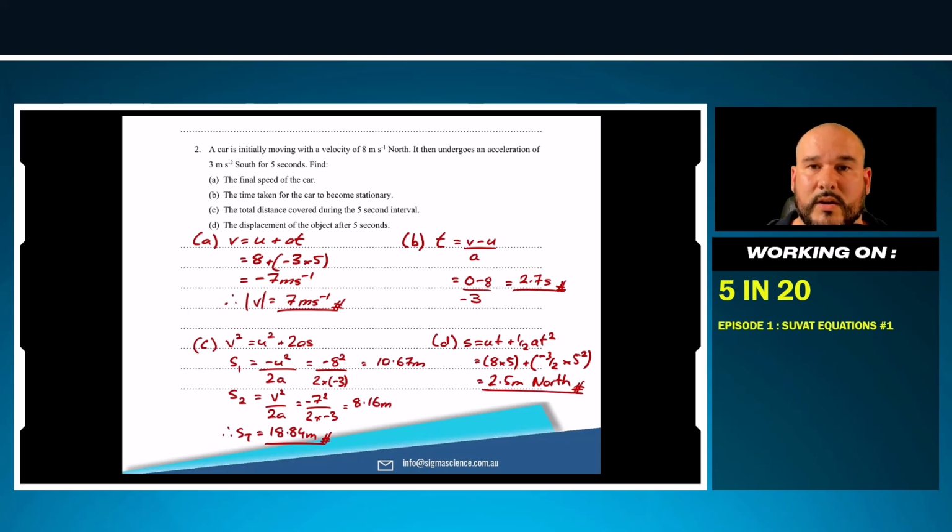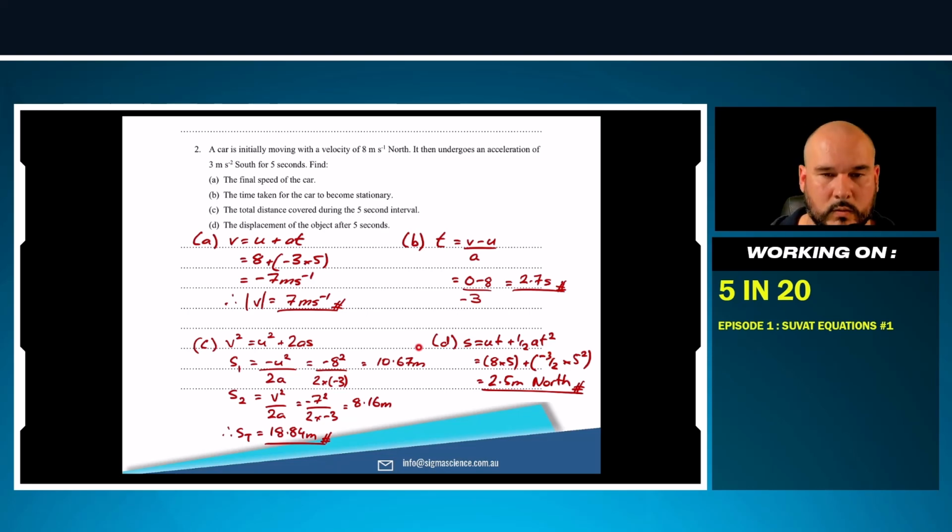Okay, so when we do our ut plus half at squared, we could do this whole version here, given initial speed is our 8 from the question, and the time is 5, our acceleration is -3, so we've got minus a half over here, so -3 on 2. We end up with 2.5 meters north.